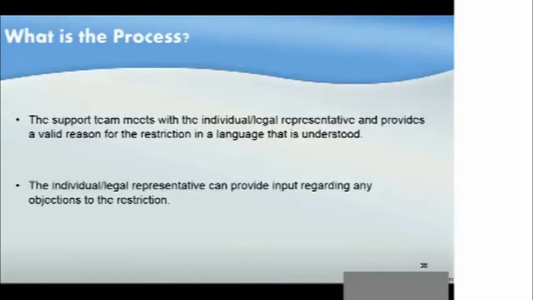What is the process? The team meets with the individual and or legal representative and provides a valid reason for the restriction in a language that is understood. The individual and or legal representative can provide input regarding any objections to the restriction.